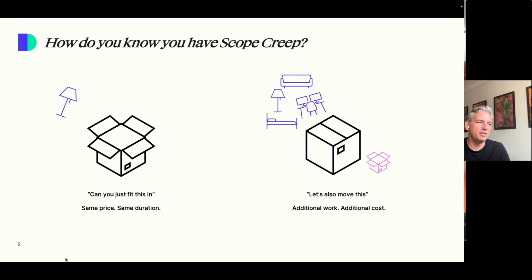So one is trying to wedge items in a box that may or may not have some room, and the other is purchasing more boxes. And when we go through this presentation, both are scope creep.